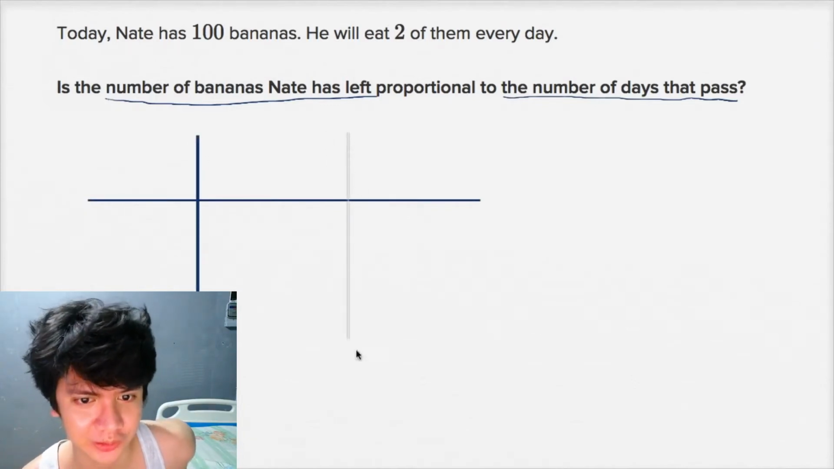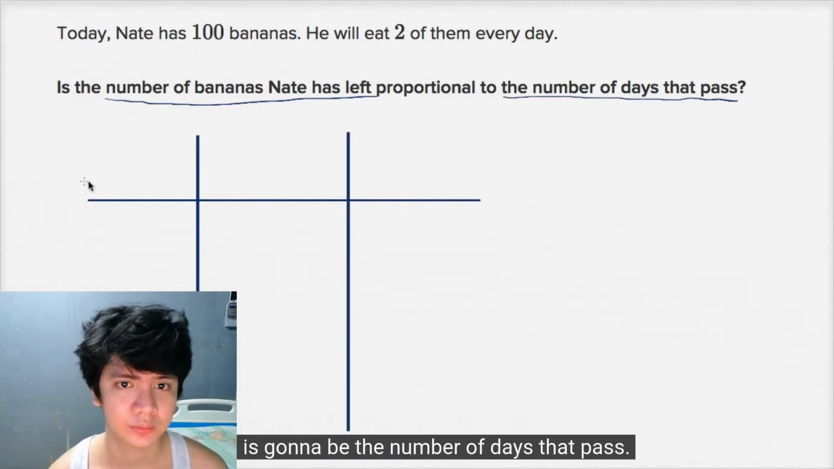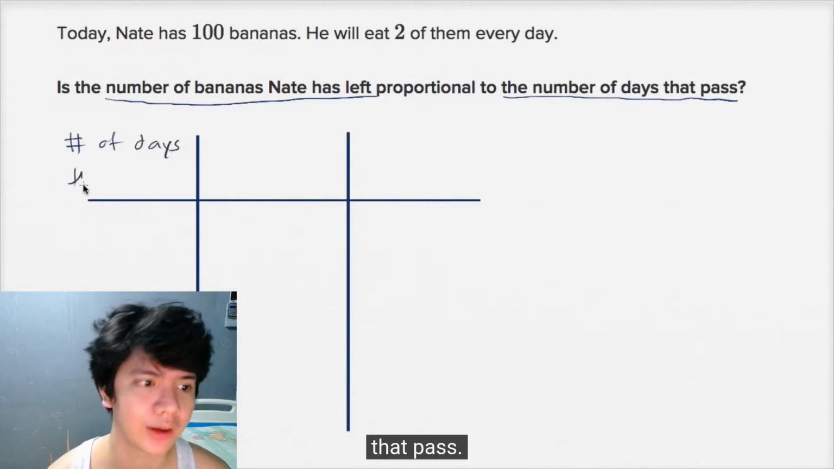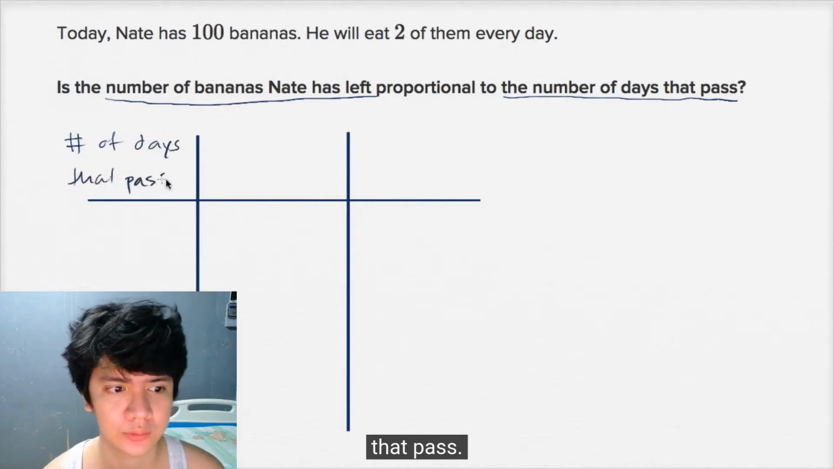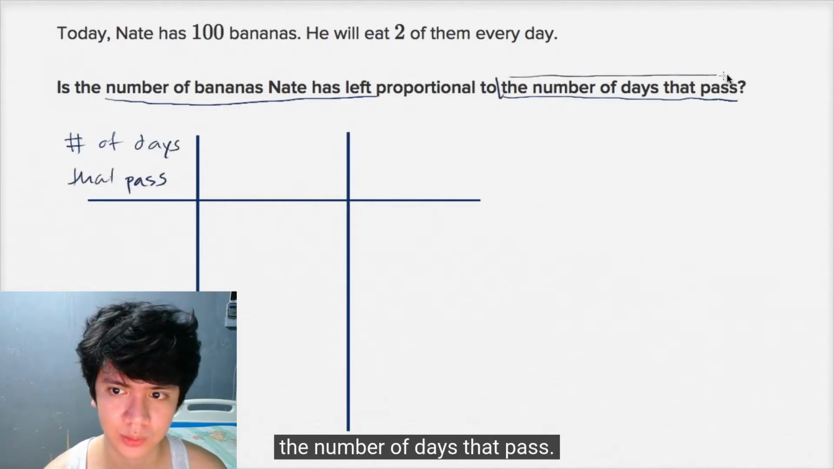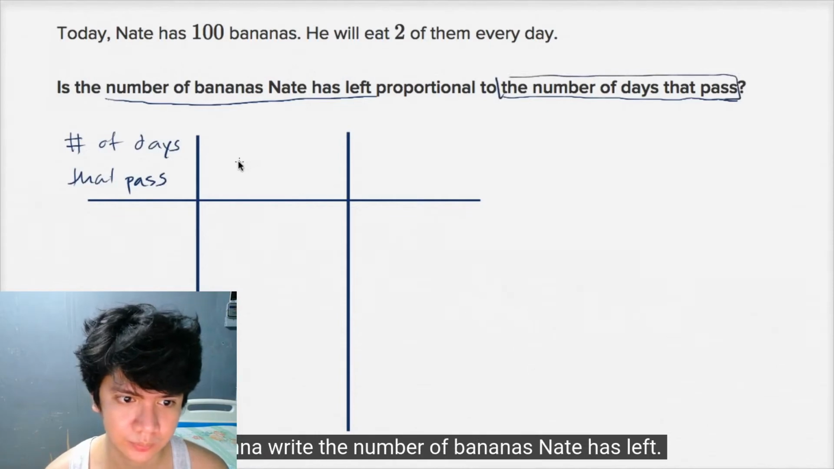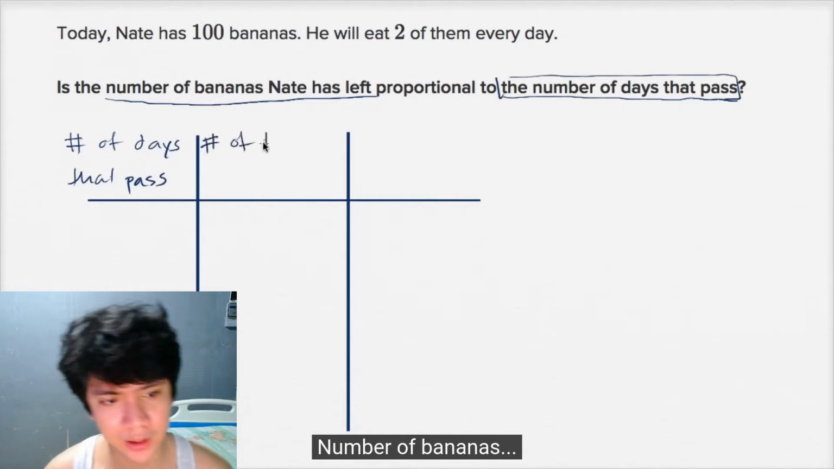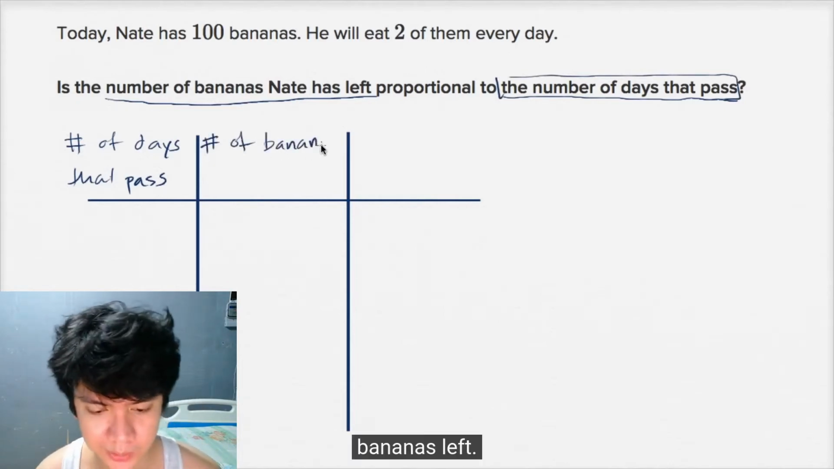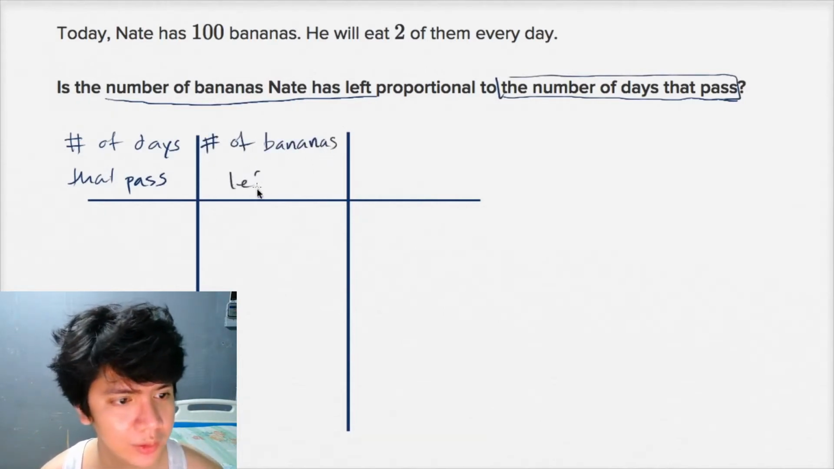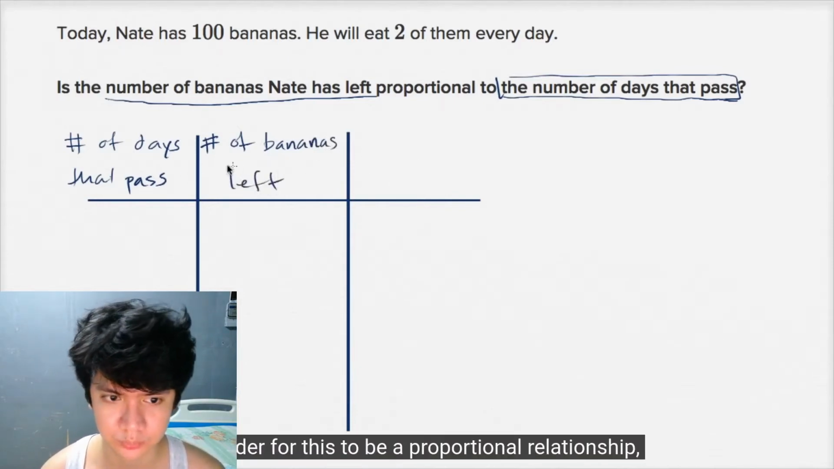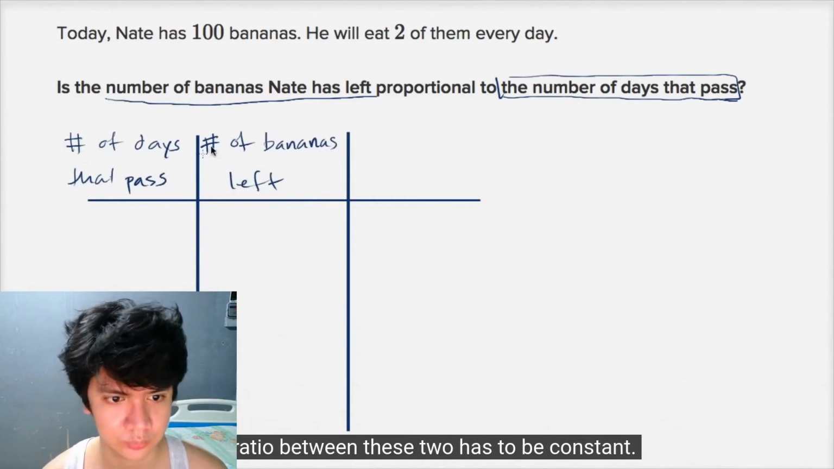So in the first column, this is going to be the number of days that pass. So that's this right over here, the number of days pass. And this middle column, I'm going to write the number of bananas Nate has left. And over here, I'm going to make the ratio between the two. In order for this to be a proportional relationship, the ratio between these two has to be constant.